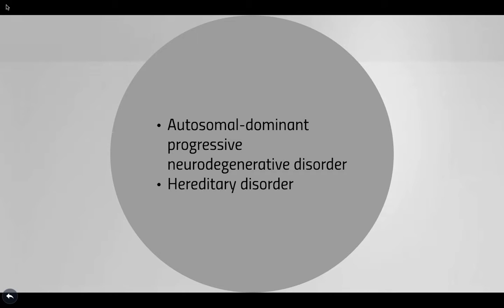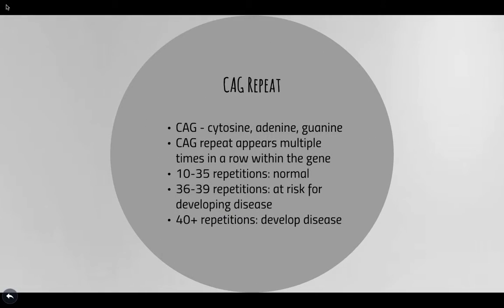It's also a hereditary disorder, so it's highly likely that if somebody in your family has this disease, you will develop it. Another part of this disease is CAG repeat, and CAG is made up of cytosine, adenine, and guanine. This appears multiple times in a row within a gene, and 10 to 35 repetitions is what a normal person has inside their brain. With 36 to 39 repetitions, you're at risk for developing some of those symptoms of Huntington's disease, and with 40 plus repetitions, there is a good chance that you will develop this disease.